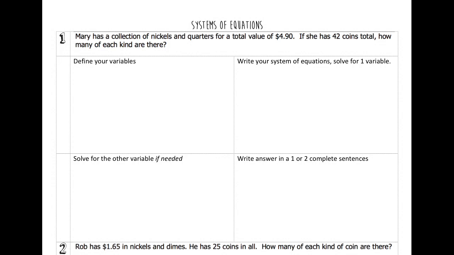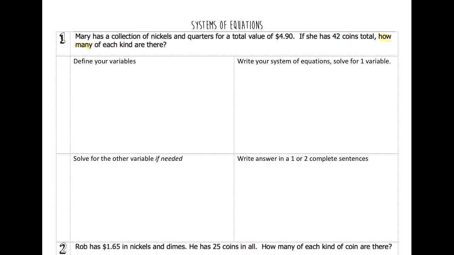So if we look at the final question here, what they really want to know is how many coins she has. That means how many of each kind. So they want to know how many quarters does she have and how many dimes does she have. Nope, not dimes, nickels. How many quarters and how many nickels she has. So that's what our variables are going to be.